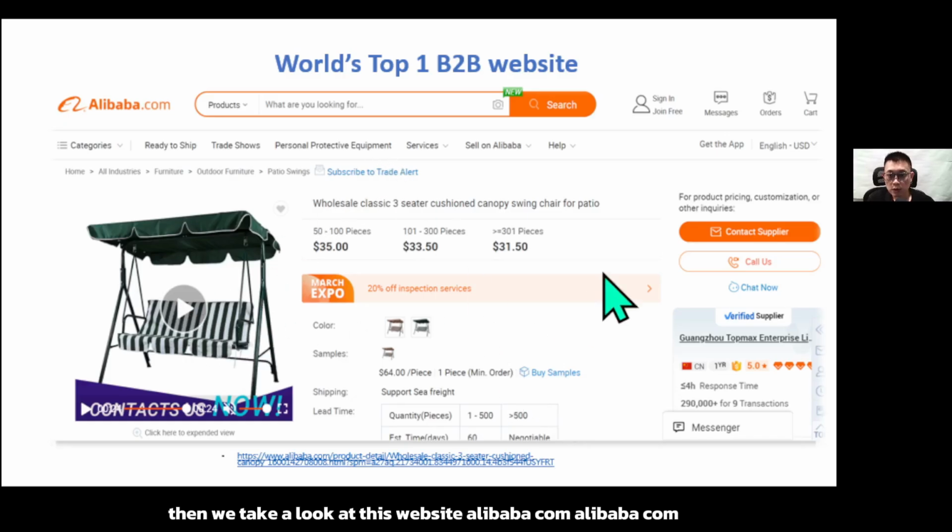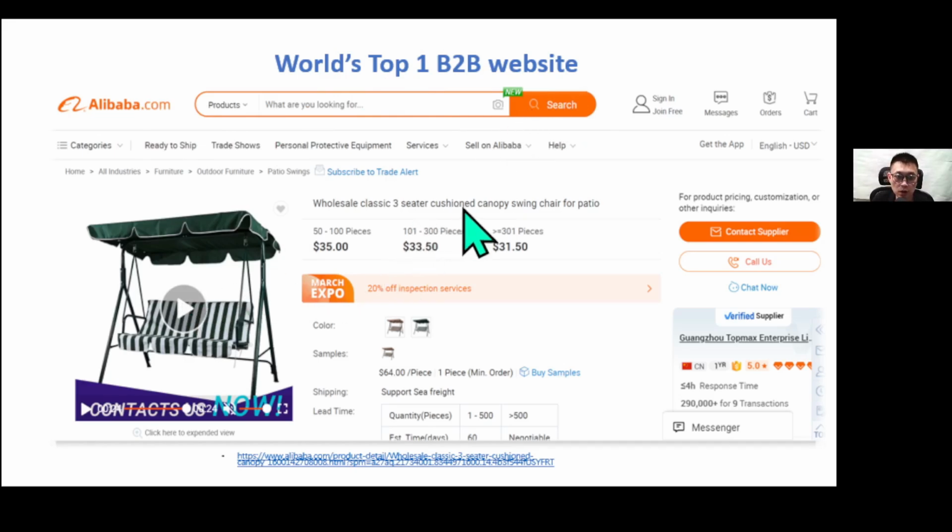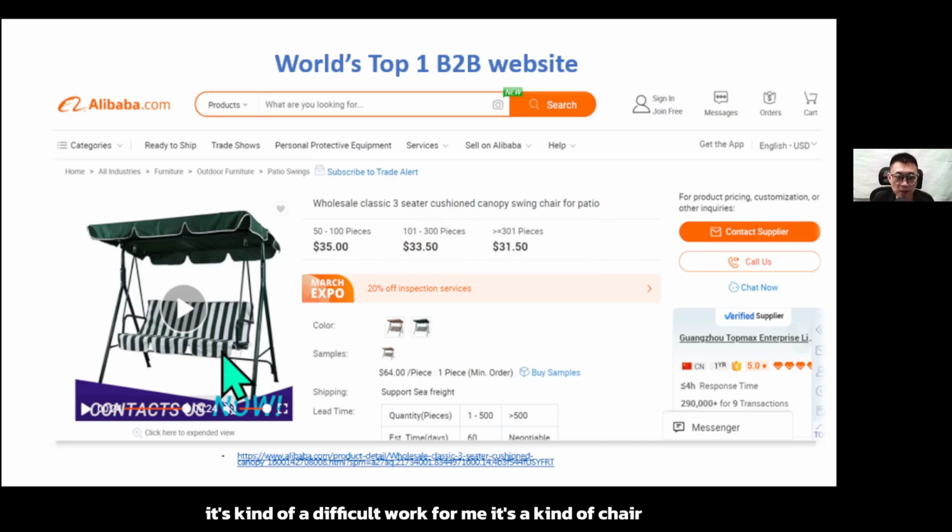Then we take a look at this website, Alibaba.com. Alibaba.com is the world's top B2B e-commerce website. And this page is a cushioned canopy swing chair for patio. It's kind of a difficult word for me. It's a kind of chair, a swing chair, right? A swing chair is used outside in the garden. That product is very popular in the United States, Canada, I think, because many families have a garden, very big space, right? They put this kind of chair there, and their children, when they have time, can sit on the chair to relax, to swing back and forth.